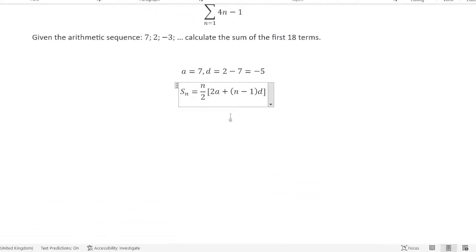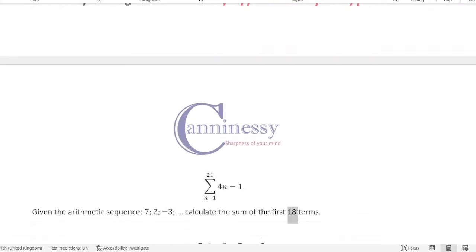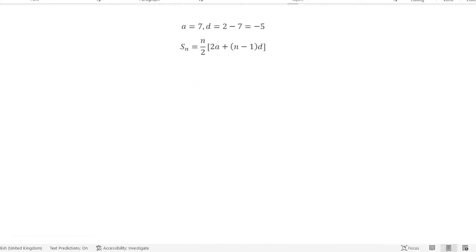Remember, the reason we didn't use this formula before is because the number of terms was few. Now, since we must calculate up to 18 terms, we can't write the same procedure up to 18 terms because it's going to consume a lot of space and a lot of time. So this is the formula that we use, right? Now let's substitute our values.